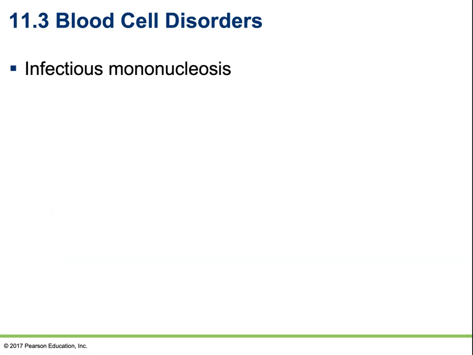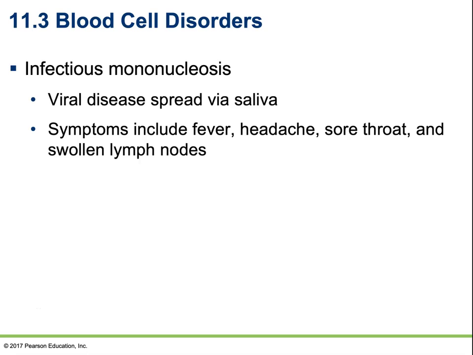There are other blood cell disorders, things like infectious mononucleosis, or mono. This is a viral disease of the lymphocytes. It's caused by the Epstein-Barr virus. It's spread person to person by oral contact. Symptoms include fever, headache, sore throat, swollen lymph nodes, and there's no treatment. You're just going to have to ride this one out if you come down with mono, because it is a viral infection. The only thing you can do is treat the body. If you're fatigued, rest. If you have a headache, treat the headache. All you can do is really treat the symptoms and give the body its best fighting chance to defeat the virus.